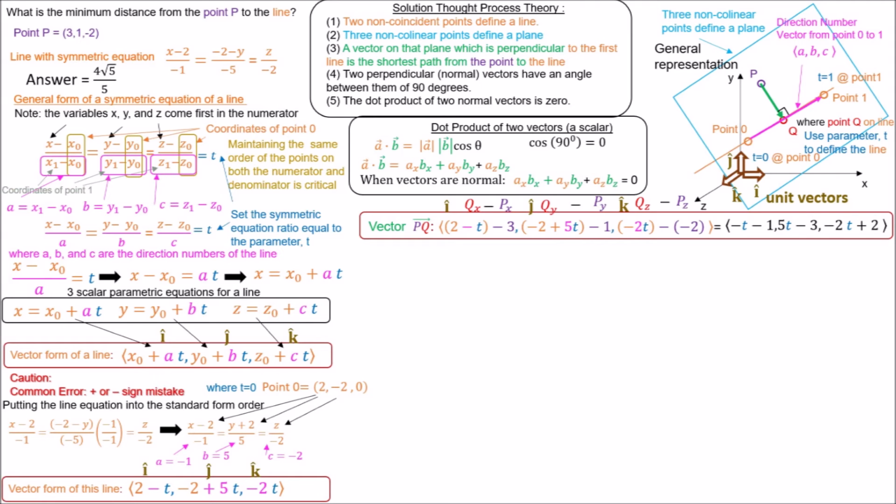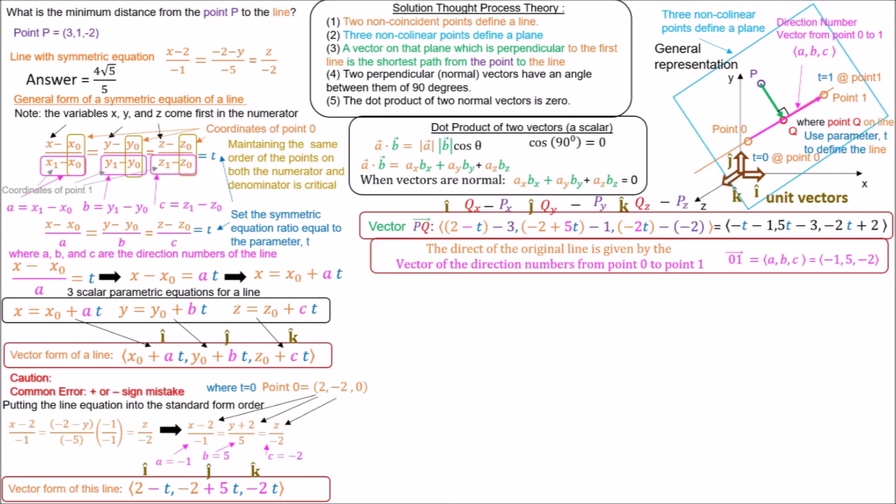And then doing the algebra on the i hat, j hat, and k hat terms, we end up with the vector PQ, which has the starting point, the given point P, and at any point Q along the orange line, the i hat term is minus t minus 1, the j hat term is 5t minus 3, and the k hat term is minus 2t plus 2.